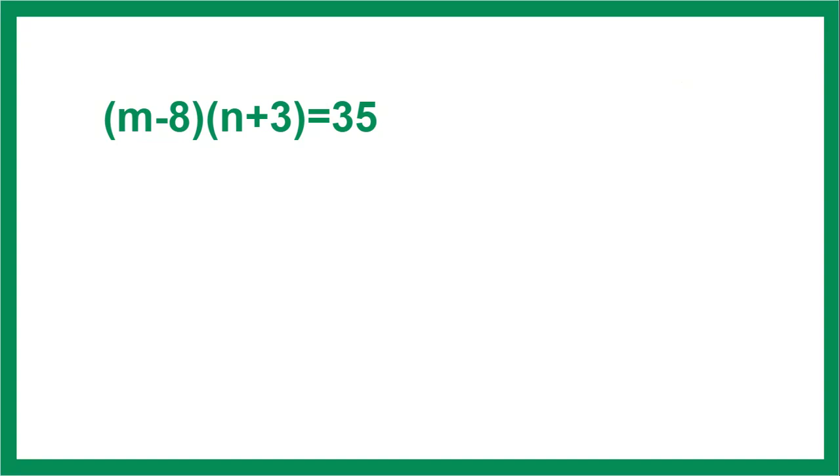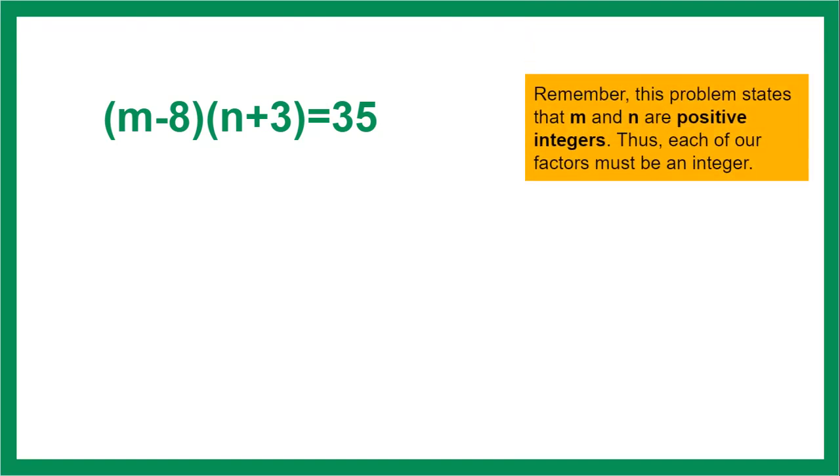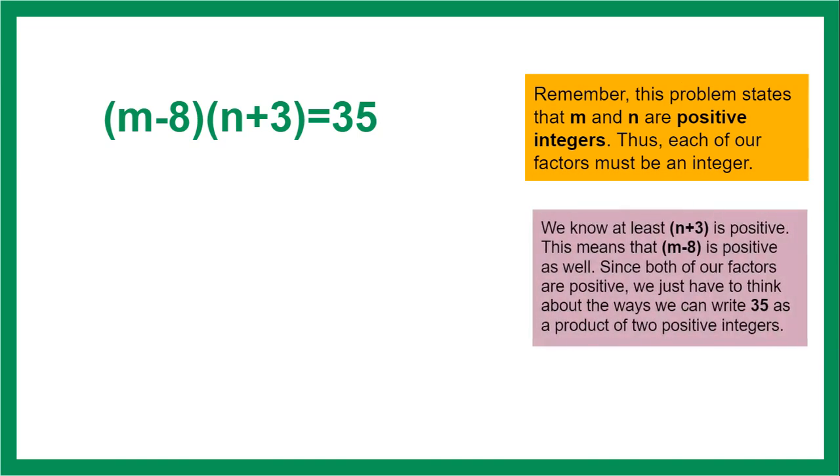So now that we have this equation, we remember that m and n are positive integers. So each of our factors are also going to be an integer. This means that m minus 8 is an integer and n plus 3 is an integer. We know that n plus 3 is always going to be positive since n is positive. So m minus 8 also has to be positive since they multiply to a positive 35.